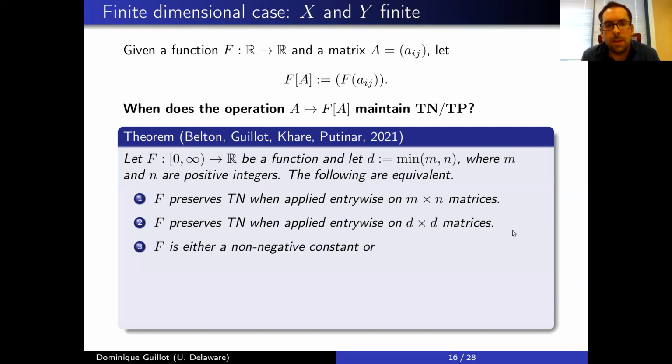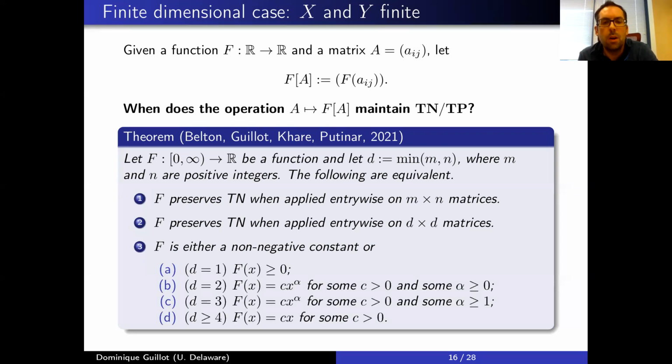But now here comes the interesting part. The only way this can happen is if either F is a non-negative constant, which obviously works, right? If you set all the entries to be a constant, this is totally non-negative, that's fine. Or the following happens, depending on the dimension D. First of all, if you preserve total non-negativity on 1 by 1 matrices, this is absolutely obvious, there's just one entry. So in order to preserve non-negativity, you just need any function that's non-negative. Completely trivial. But as you increase the dimension, the property becomes more and more constraining.